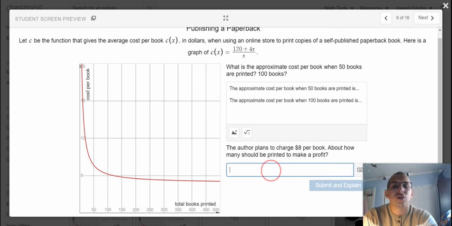Because I'd like for you to consider, if the author plans to charge $8 per book, about how many should be printed in order for her to make a profit. Once again, we can look at this graphically or we can look at this algebraically, but by the end of our journey, we will be able to look at them interchangeably.